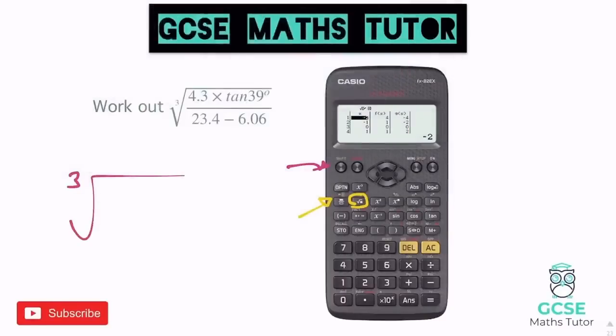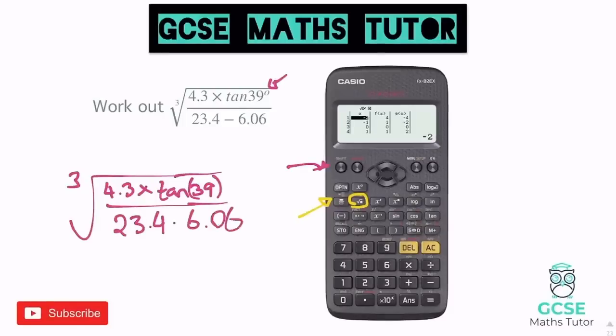So on the top of that fraction there, we're going to type in 4.3 multiplied by, press your tan button, and then press 39, and normally this will go in a bracket, so remember to close the bracket off there. But you don't put this little degrees symbol in, you just put 39, the calculator knows that you're talking about degrees. So let's get that up on my calculator. We've got 4.3 multiplied by tan, the brackets opens for me, 39, close the brackets, press your down button on the calculator to go into the bottom of the fraction, and type this sum in here, 23.4 take away 6.06. So 23.4 take away 6.06, and make sure at this point you write all the numbers down.